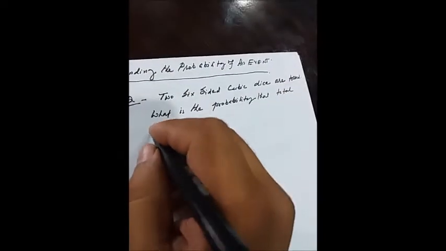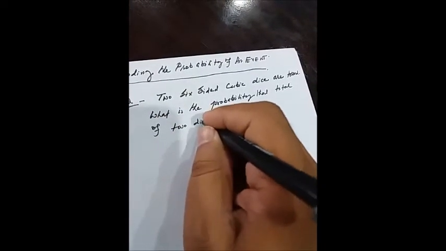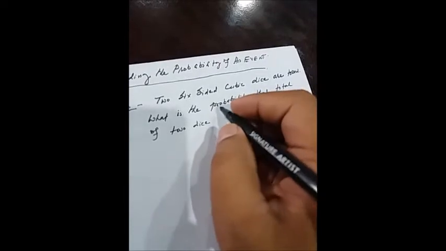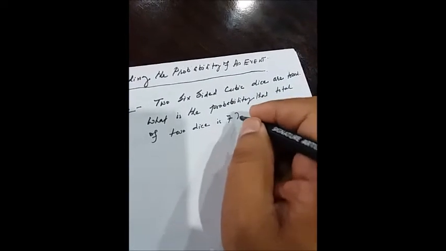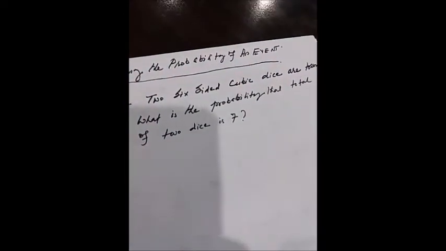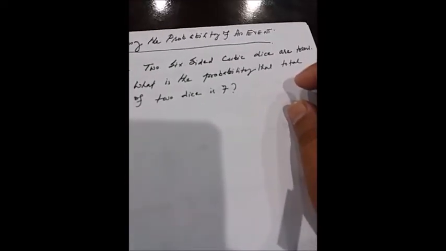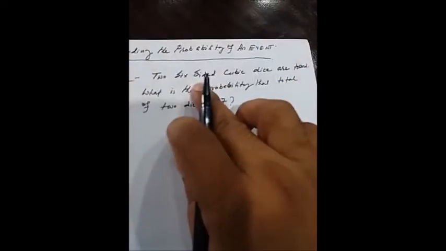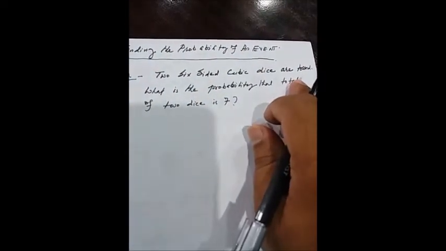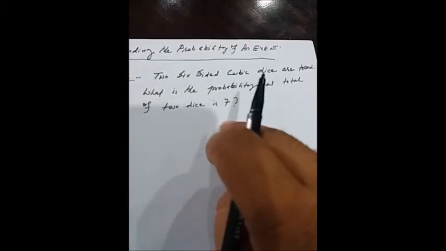the total of two dice is 7. So this is the second example regarding the probability of an event: if two six-sided cubic dice are tossed, find out what is the probability that the total of two dice is 7.